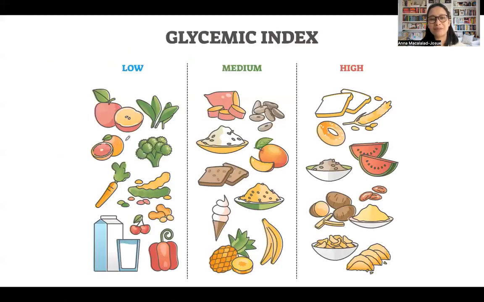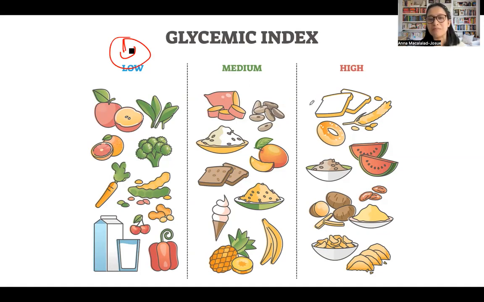So these are examples of different foods with a different glycemic index. Examples of foods that are of low glycemic index would be your apple, your broccoli, your orange, your carrot, your milk, your bell peppers, your cherry, and your legumes. So this one is good because it doesn't raise your blood sugar very high after you eat it. So this is the one that we recommend to patients so as not to raise their blood sugar right away.